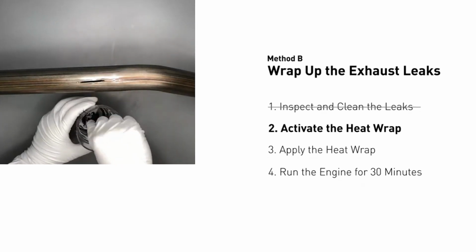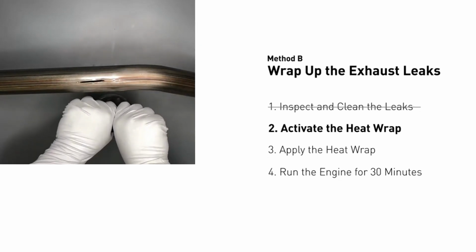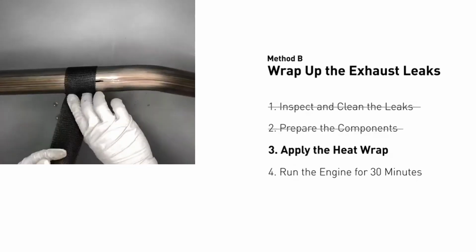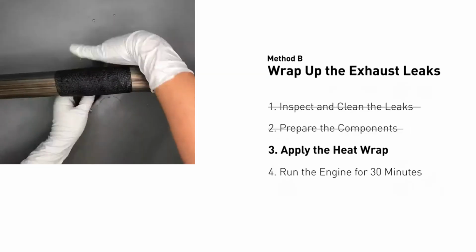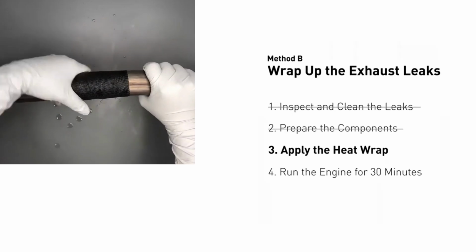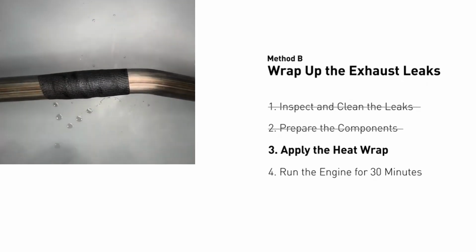and put it in the water for about 30 to 40 seconds to start the activation process. Then remove it and squeeze out any excess water. Wrap it around the area and overlap it a couple of inches on each side. Repeat the process 3 or 4 times. Then squeeze it to make the resin go all through it. Start the car and let it run for 30 minutes so the heat cures it and makes a permanent fix.